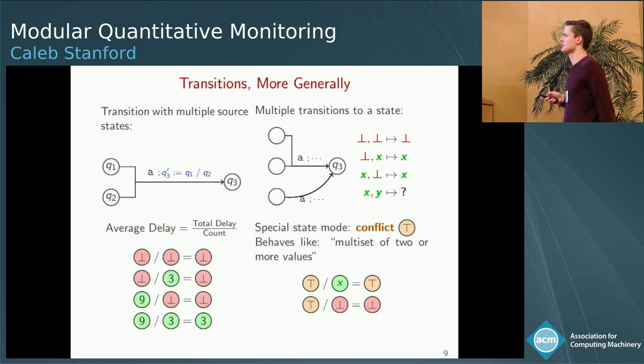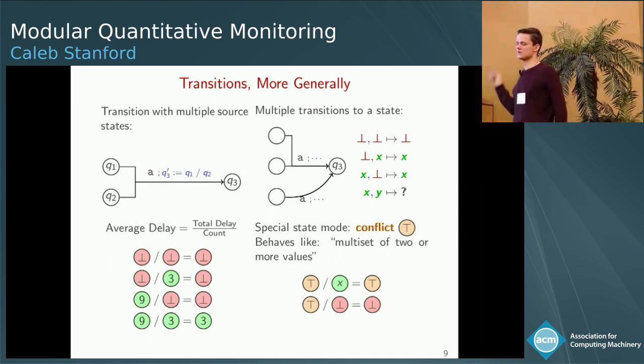So what we do is we add a third state mode that I didn't tell you about before, which is a conflict. If I get two assignments to the same state, then I just produce a conflict. And the way that conflict behaves in the semantics is as if it were a multiset of two or more values. So you can think of inactive as being 0 values, active as being 1 value, and conflict as being a multiset of 2 or more. And you can define the semantics just on that. So if you divide 2 or more values by a single value, you get 2 or more values. And if you apply an operation to no values, then there are no results.